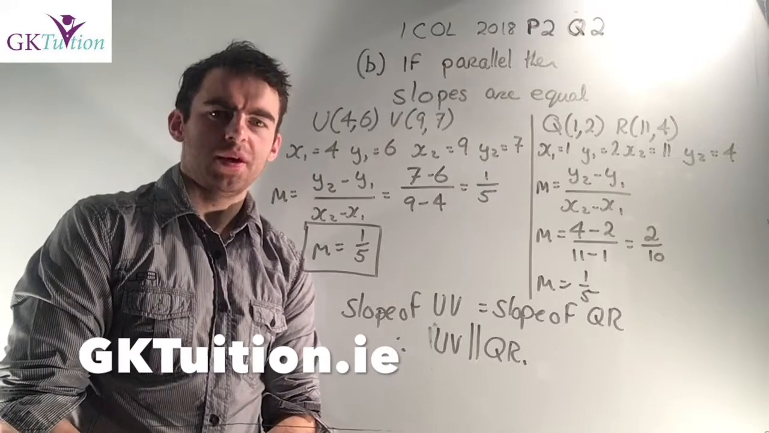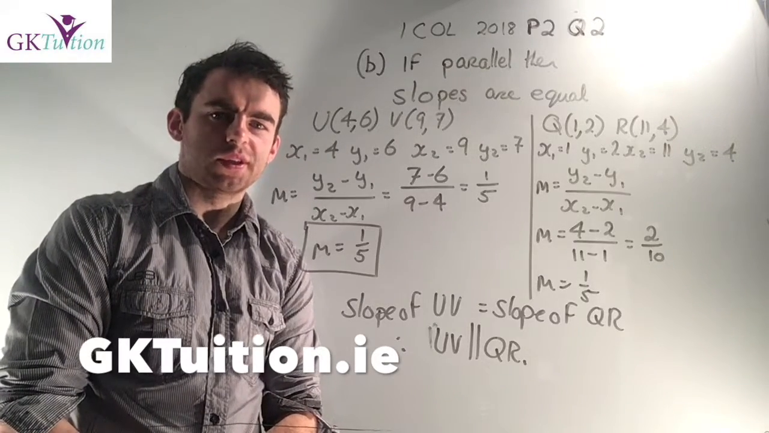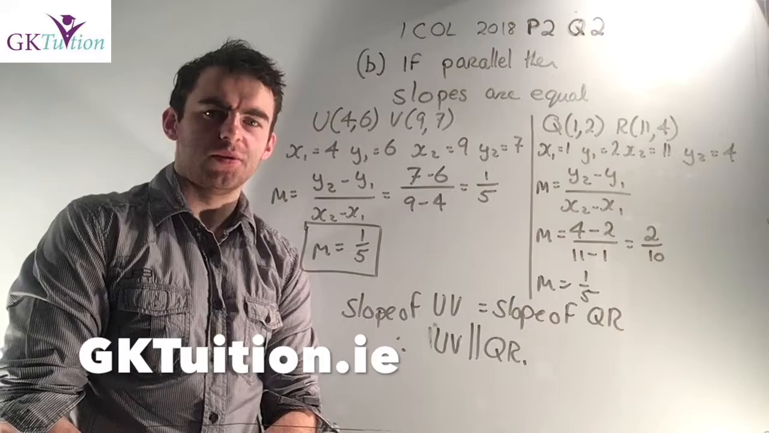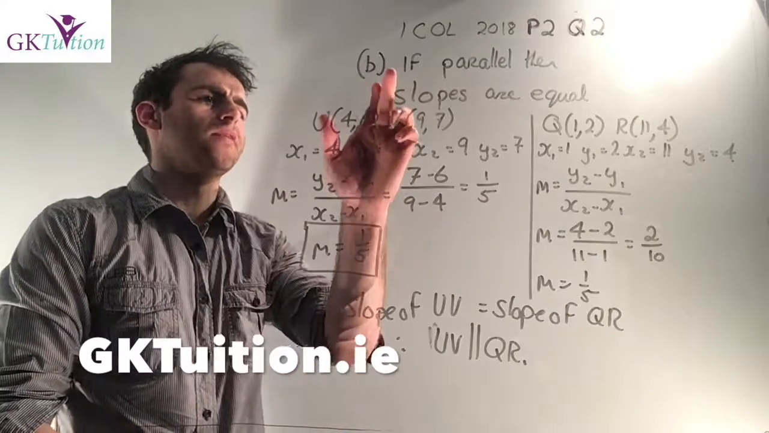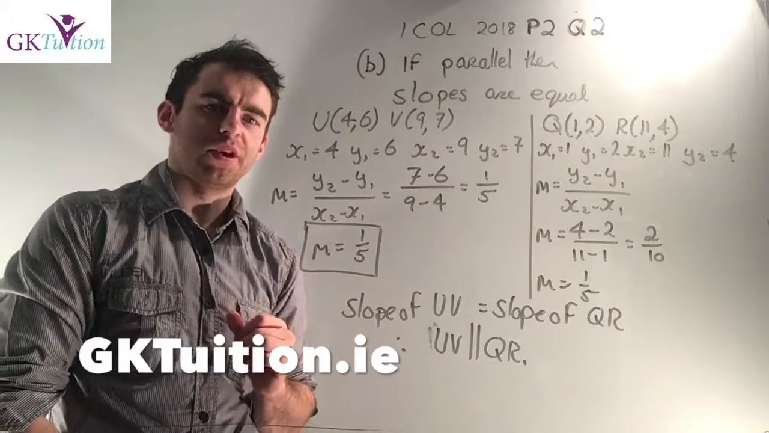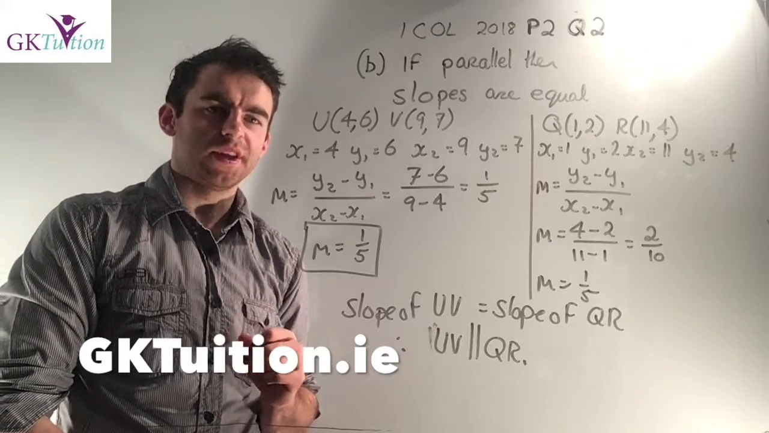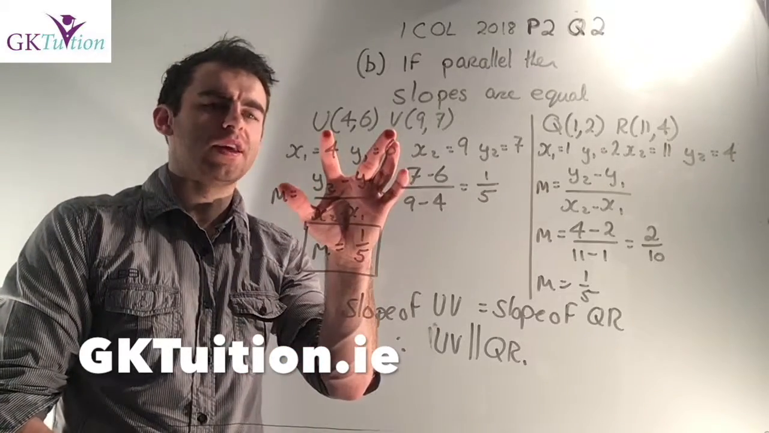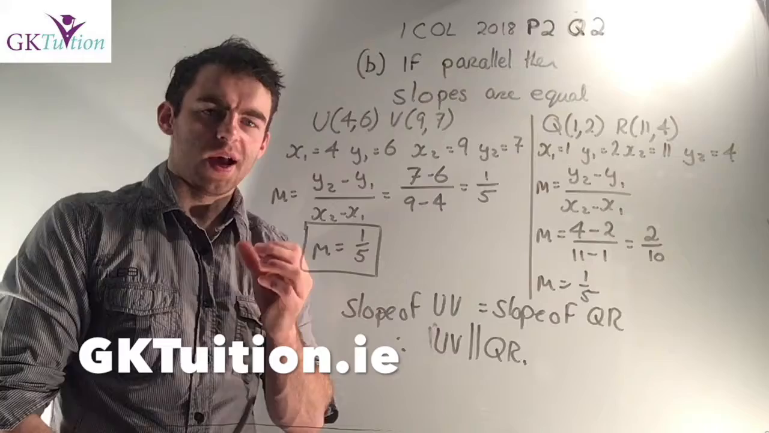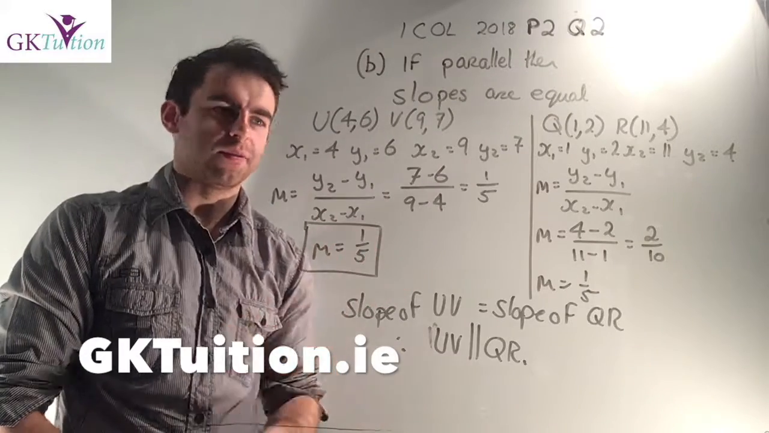Okay, for part B, we're asked to show by using slopes that UV is parallel to QR. So you should realize that if the lines are parallel, then the slopes are equal to each other. So the first thing you need to do is get the slope of UV and then get the slope of QR. And they should end up being the same thing.